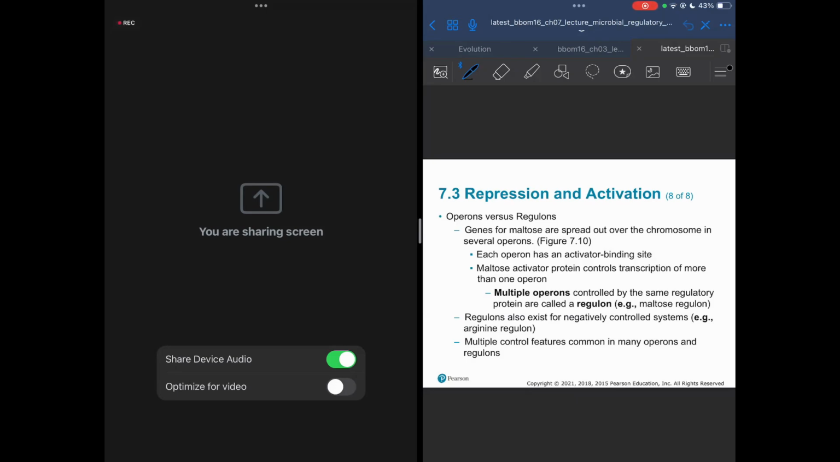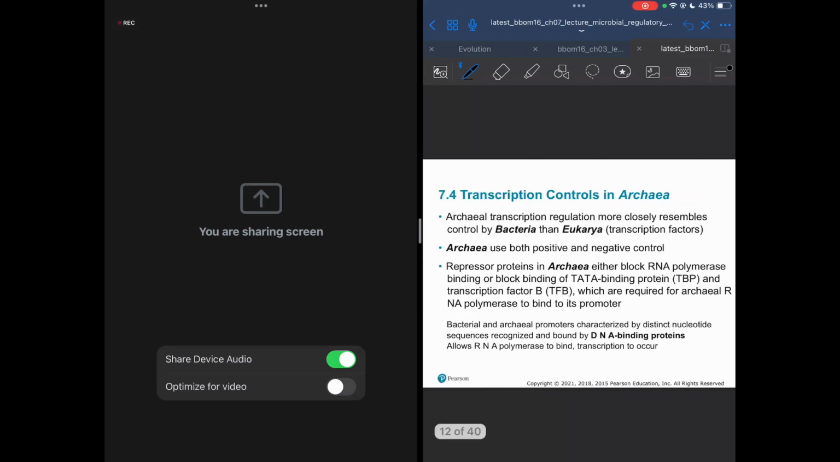Multiple operons controlled by the same regulatory protein are called a regulon. Examples are the maltose regulon. Regulons also exist for negatively controlled systems. Multiple control features are common in many operons and regulons.